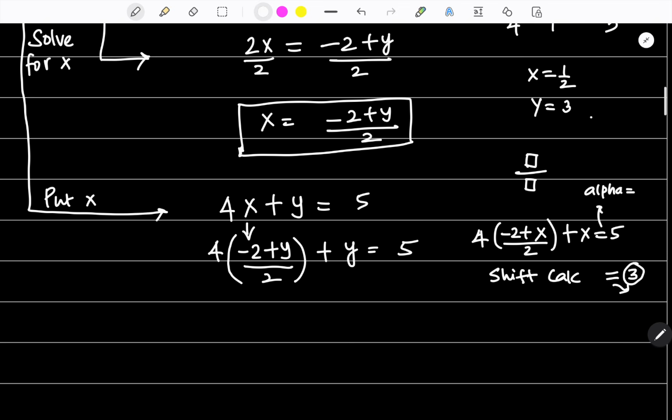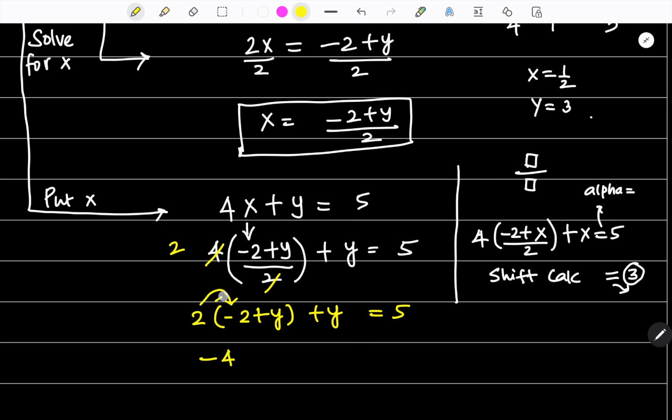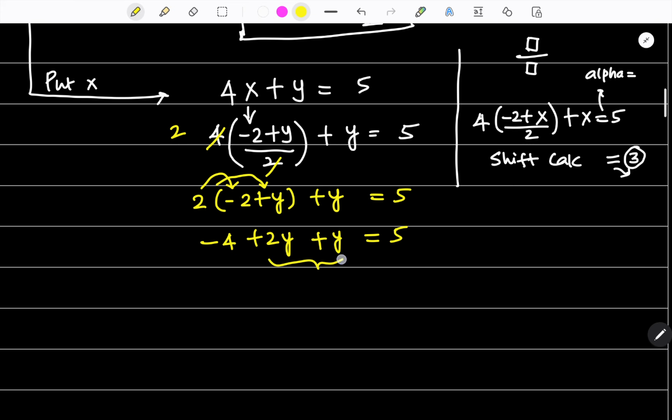Keep this and then work it out on this side. What happens now? This 2 and this 2 get cancelled with this 2. So 2 times (negative 2 plus y), and then plus y is equal to 5. Just multiply here: minus 4, and here plus 2y, and then plus y is equal to 5. 2y plus y is how much? 3y, which is equal to, this goes that side, 5 plus 4. 3y is equal to what?